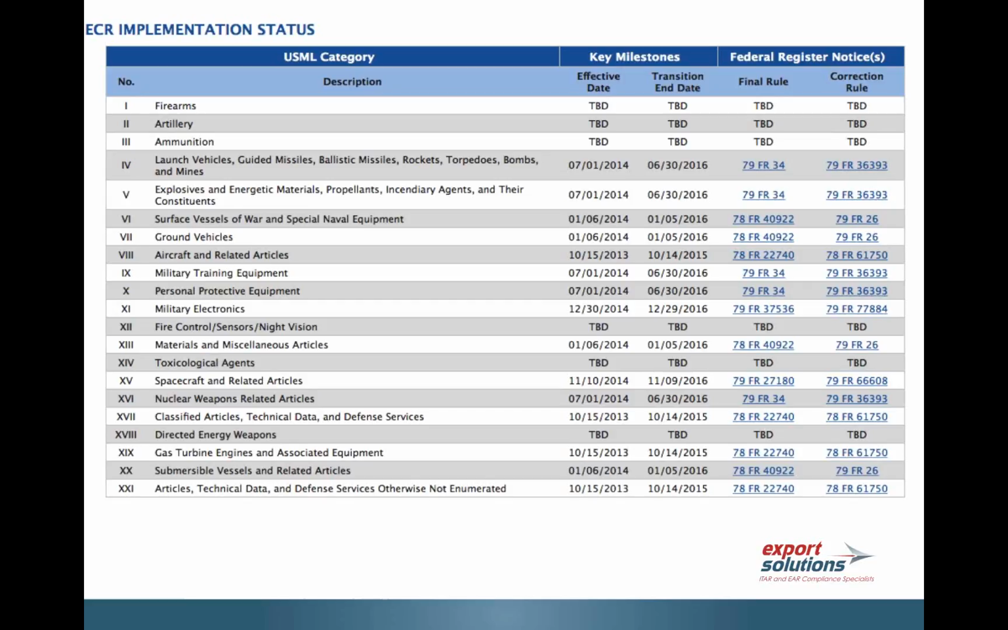Yeah, that certainly happened with Category 7, which was kind of the model for all this stuff. I remember comments going back and forth on that one for probably four years, maybe.